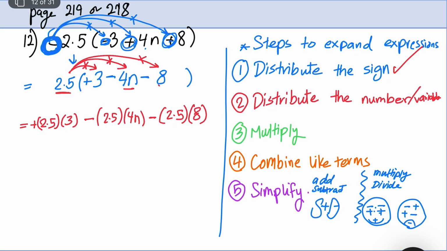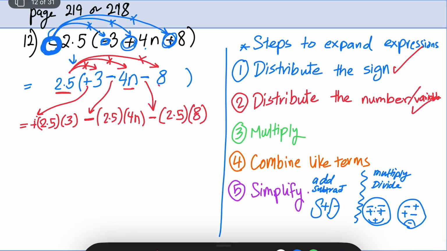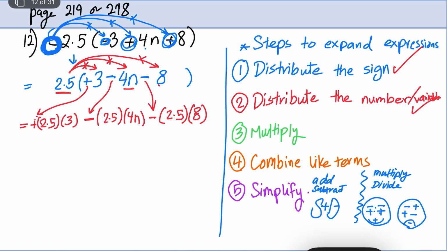Again, from where did I get these signs? The positive, I got it before the 3. We just put it down first. The negative, because it was before the n, so in the next step, it will be written before the part of 4n. Then this negative will be written before the 8 part, okay? I'm done with step number 2. I distributed my number. Moving to step number 3 is to multiply.